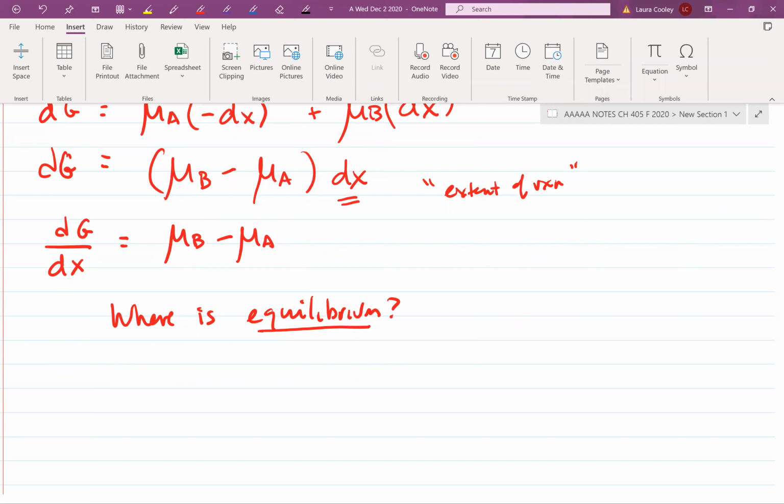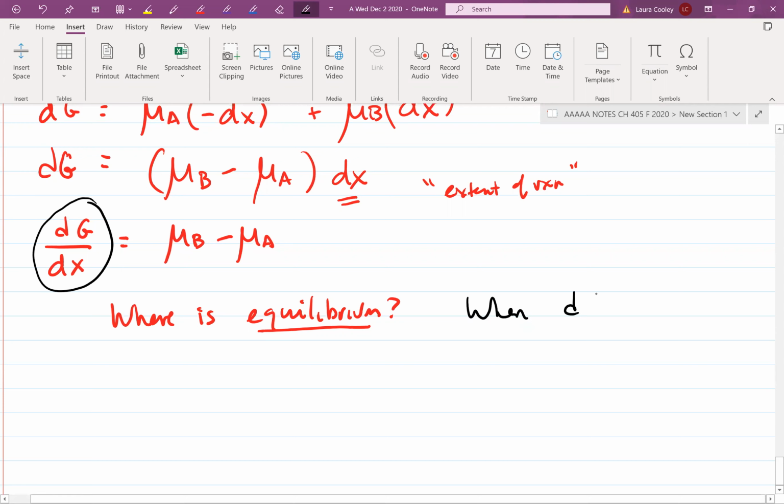Well, if the reaction stops going forward, it means that to go any further forward, G would be going up. That's why it's not going any further. So it must be at a minimum, okay? So equilibrium is when this derivative equals 0, and G is at a minimum.